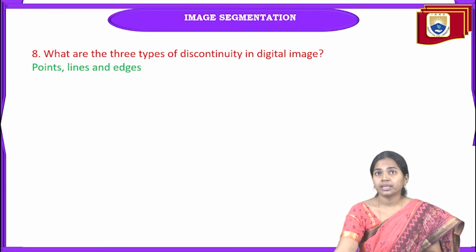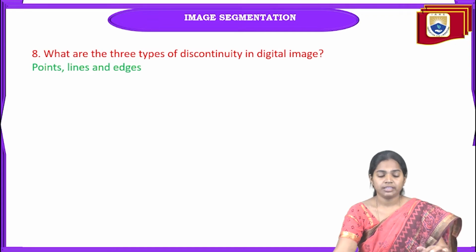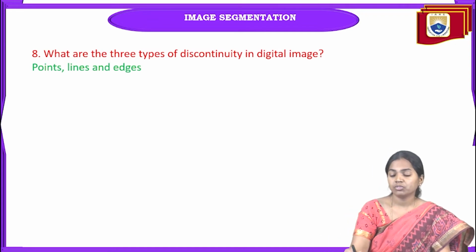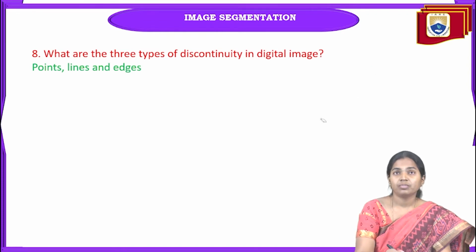And what are the three types of discontinuity in digital images? The first one is points, then lines and edges. So how to detect the points in an image. Next, lines in an image. Lines means vertical lines and horizontal lines. So how to find the vertical lines and horizontal lines, and the edges of an image.